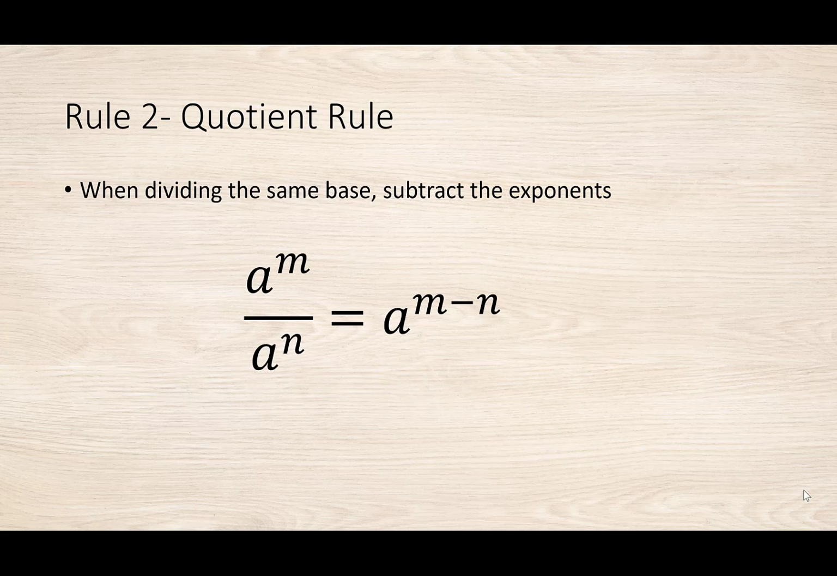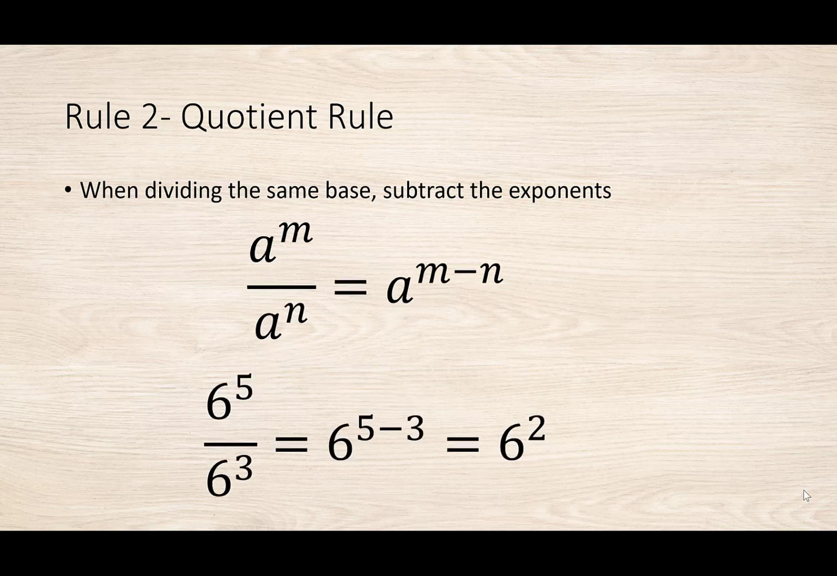All right, my quotient rule. When we're dividing the same base, we're going to subtract the exponents. So I have my example here. An actual worked out example, 6 to the 5 over 6 to the 3 equals 6 to the 5 minus 3, which is 6 squared.